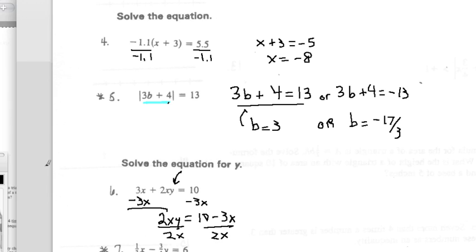We get y is equal to, remember, these guys can cancel now, and we get y is equal to 10 minus 3x over 2x. Okay, I'm going to start another video.